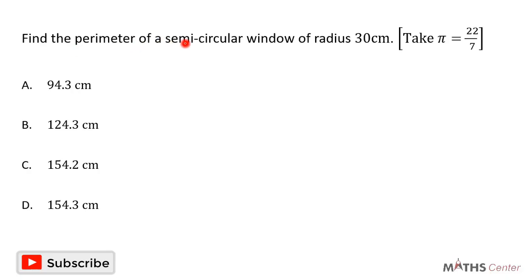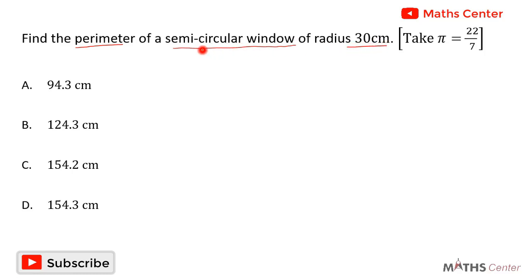Find the perimeter of a semicircular window of radius 30 centimeters. Take pi as 22 divided by 7. This is a multiple choice question, and so we will solve the question, and after that we will pick the correct option. We are going to find the perimeter of a semicircular window that has a radius of 30 centimeters.